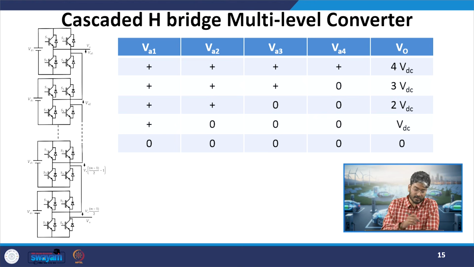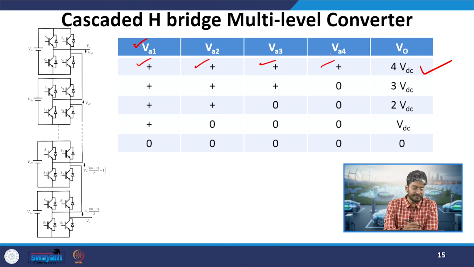In this case, we are not considering all the redundant combinations. We have shown a particular combination. If you see, I am generating positive voltage. In the first case, I am generating positive voltage from all the 4 cells.